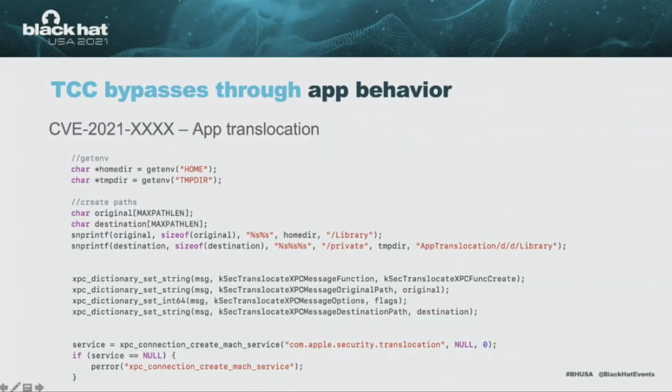So we first get the home directory location and the temp directory location. We build our paths that are required for the XPC service. We populate an XPC message, a dictionary, and then we pass this message to the Mac service. Because the translocation service is open source, it was actually quite easy to build this up because there is an XPC client and I could use that.